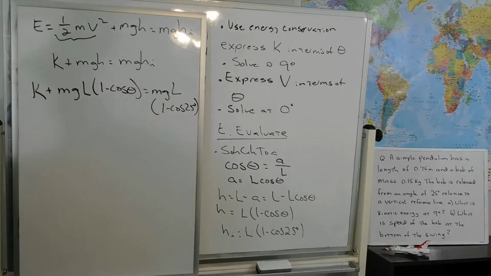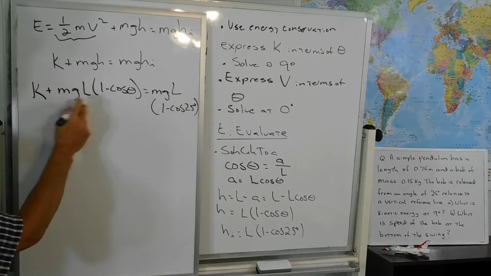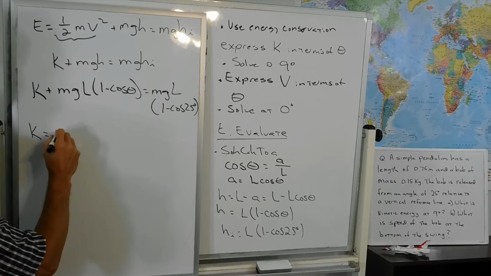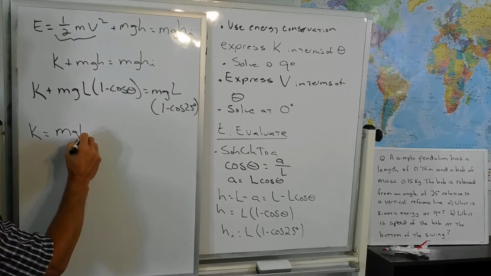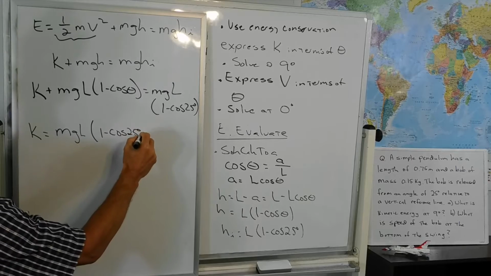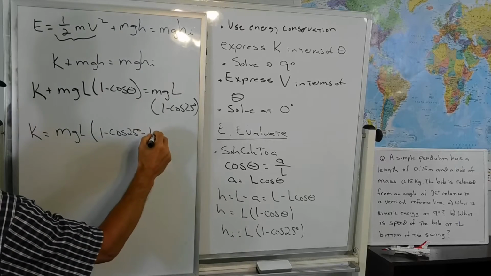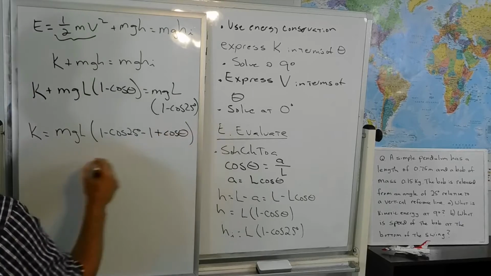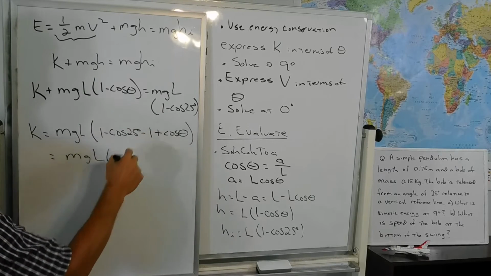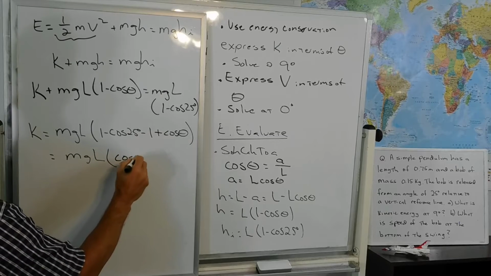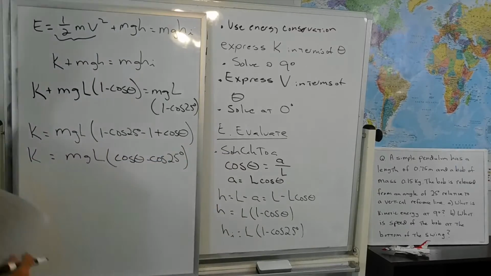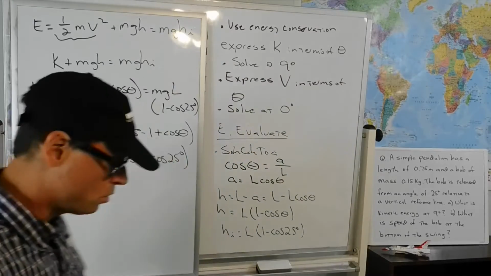Now let's not drown in the alphabet soup. It's a pretty straightforward thing to solve for K by subtracting this term from both sides. So K is equal to, I'm just going to factor out the mgL, so it's 1 minus cosine of 25 degrees, and then minus 1, then minus the negative, or plus cosine theta. Simplifying that a little bit, it's mgL, the ones cancel out, and so then it's cosine theta minus cosine 25 degrees. And this is a general expression for K in terms of theta, which was our goal at this step.